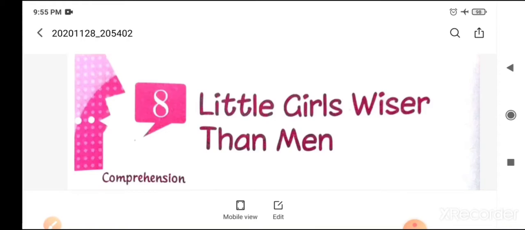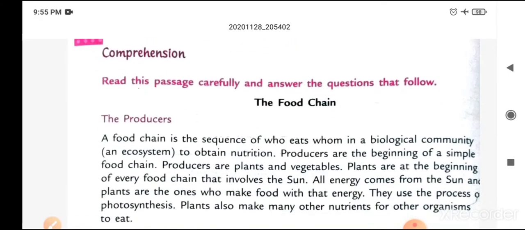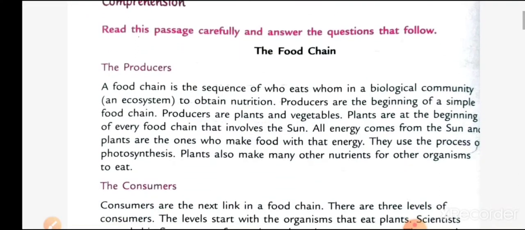Lesson number 8, Little Girls Wiser Than Men. Comprehension. Let's check out these exercises. Read these passages carefully and answer the questions that follow. The title of the passage is The Food Chain.